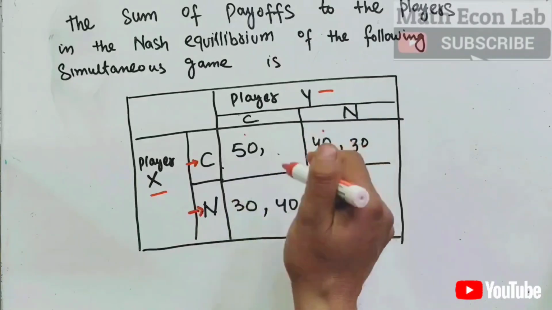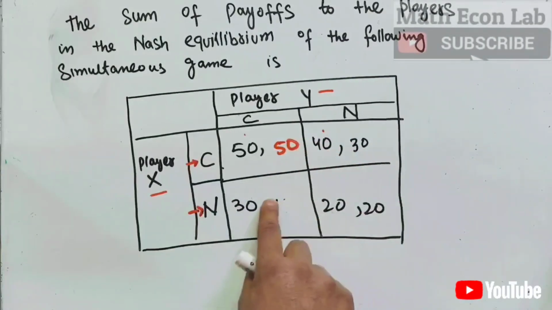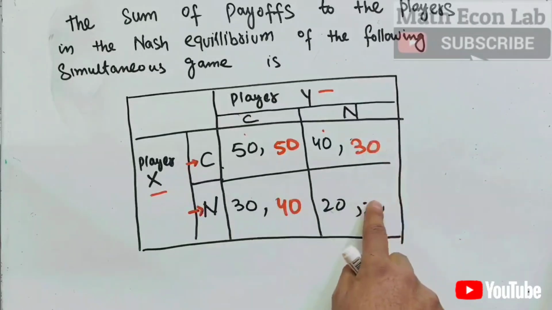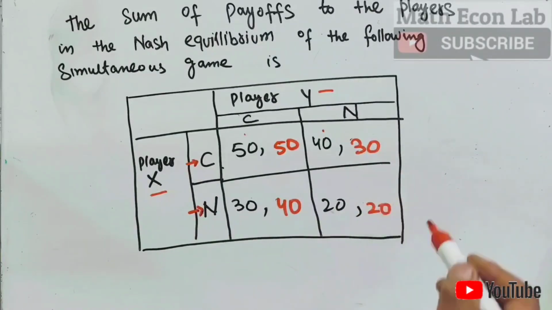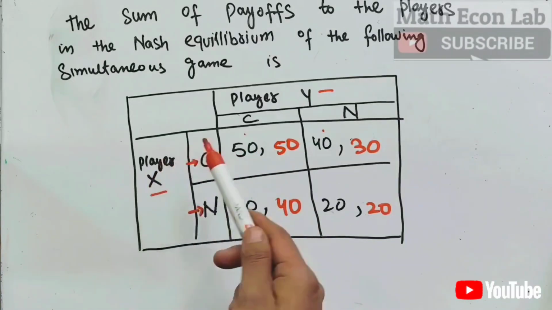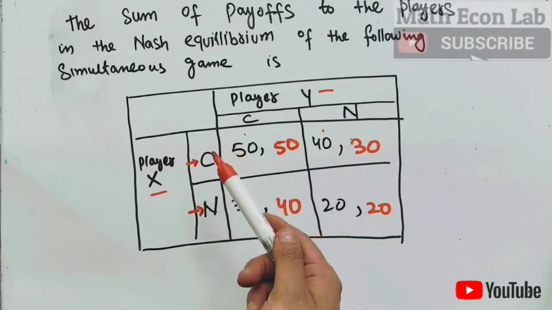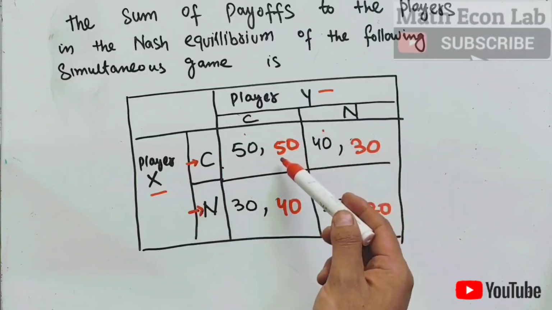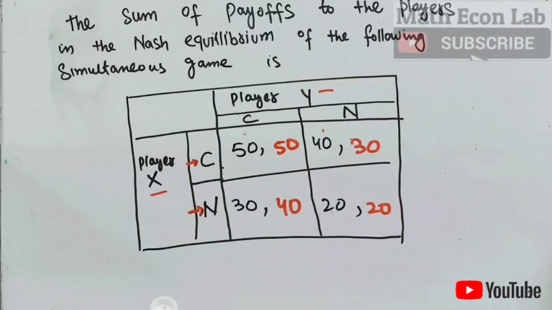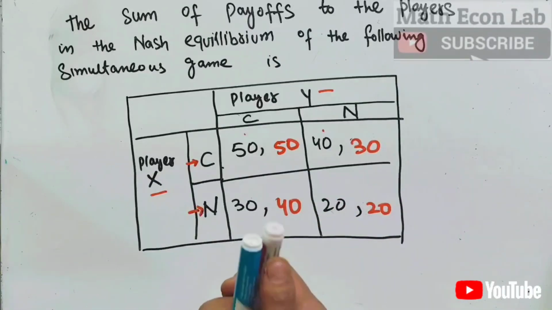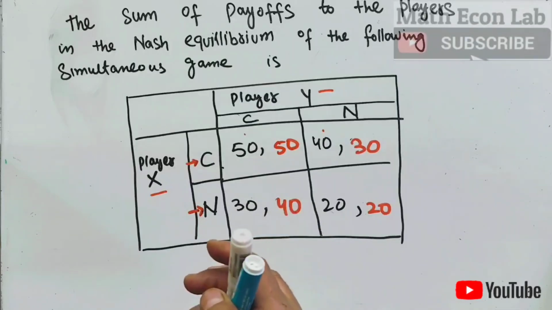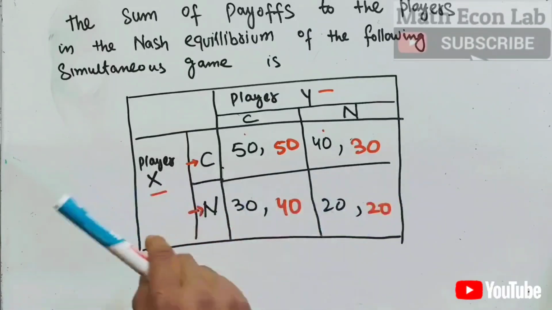Or let me write it here with another color. So we have here 40, here we have 30, here we have 20. Okay, so the black number denotes the payoff for player X when she or he chooses a specific strategy, and similarly the red ones are the payoffs for player Y when she or he chooses a specific strategy. We need to find out the Nash equilibrium in this case, and we need to add the payoffs of the players. So let's first find out the Nash equilibrium.